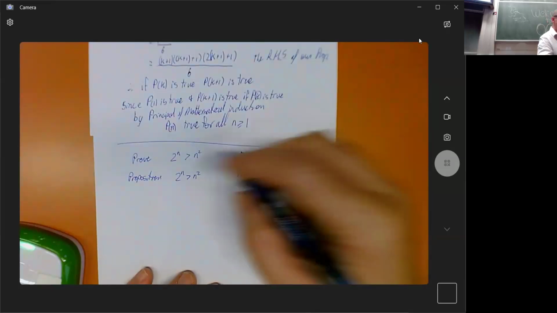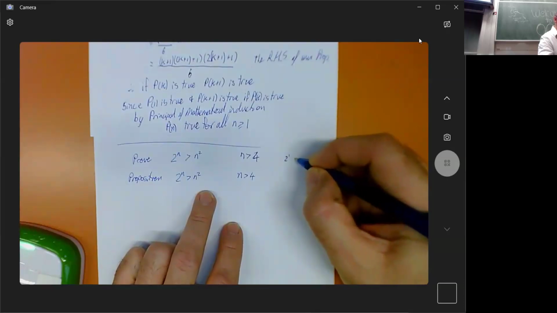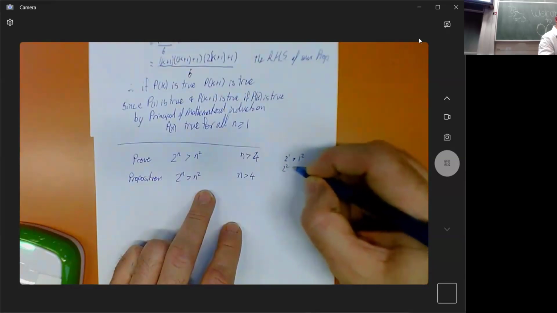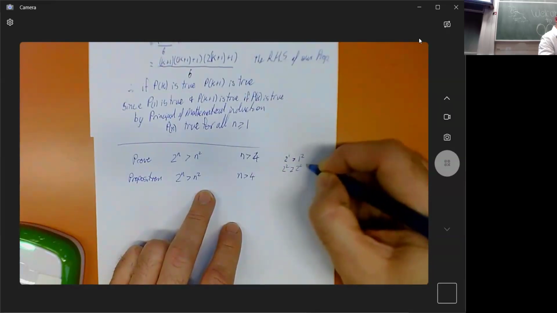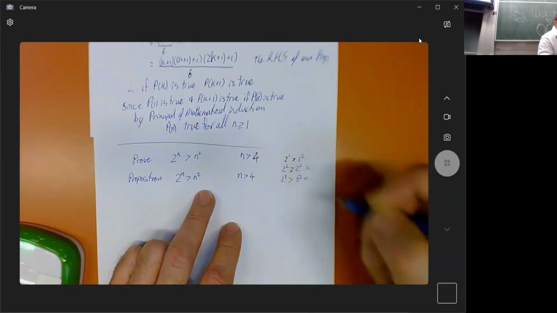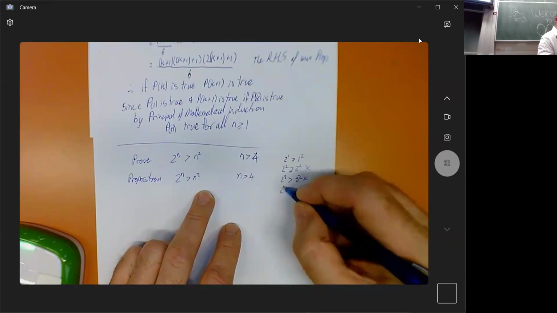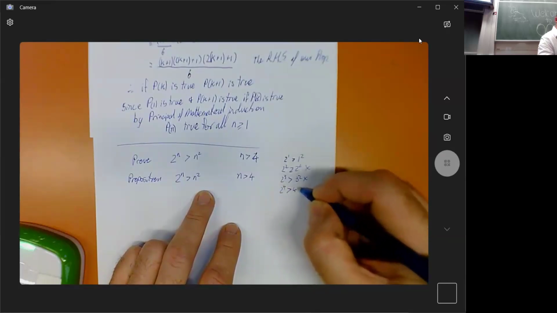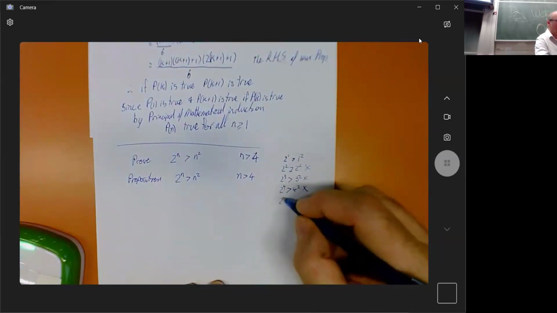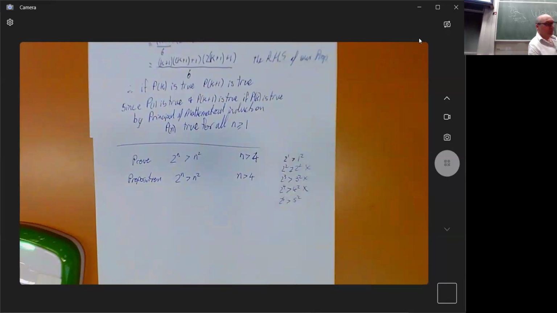All right, so if you actually look at this, 2 to the 1 is greater than 1 squared. 2 to the 2 is greater than 2 to the 2. That's not true. 2 to the 3 greater than 3 to the 2. Also not true. 2 to the 4 greater than 4 to the 2. They're equal. And so when we get down to 2 to the 5 greater than 5 squared, that would be true. All right. This is kind of fun.